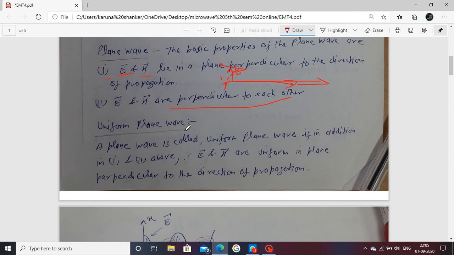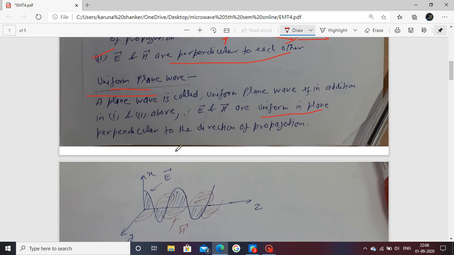Next one is the uniform plane wave. When both properties are available, and the electric field and magnetic field components are uniform, meaning the amplitude is constant, then that is called a uniform plane wave. Overall, this is a special case of plane wave where the electric field and magnetic field amplitudes are constant, and the wave propagates in a particular direction. That is called a uniform plane wave.